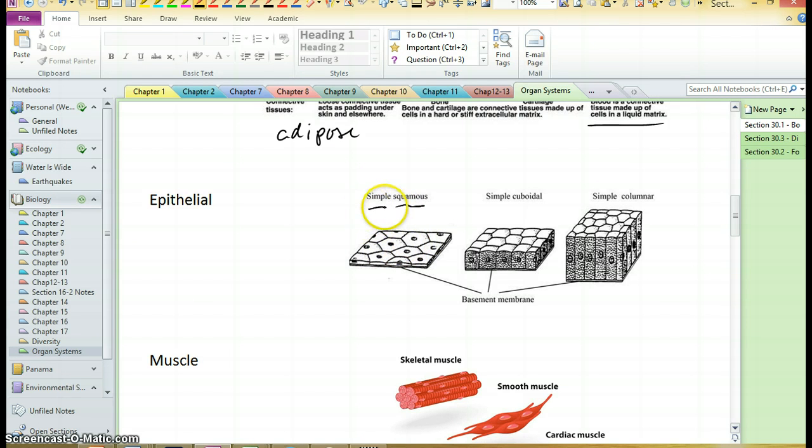However, your skin is not simple. Simple squamous is just where there's a single layer, and you'll see something like that on the inside of your lungs. But your skin is multiple layers of these flattened cells that form a very thick barrier to the outside world. The cuboidal and columnar cells are found in those passageways inside your body.